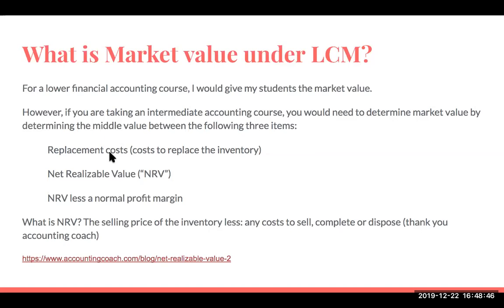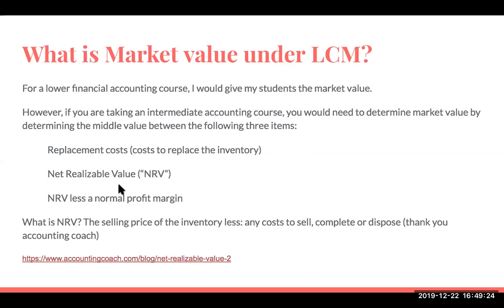So for example, if replacement cost is the highest of the three values, then my net realizable value becomes my market. If the replacement cost is between these two values, then my replacement cost becomes my market. If the replacement cost is below the net realizable value minus a normal profit margin, then this, what they call a floor, ends up being my middle value. So if you're taking intermediate accounting, or you're just trying to see what this is, then market's going to be defined as the middle of these three values.